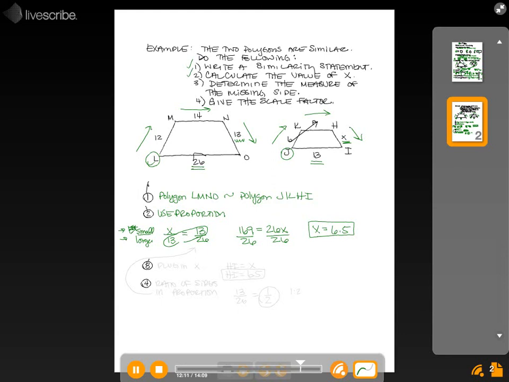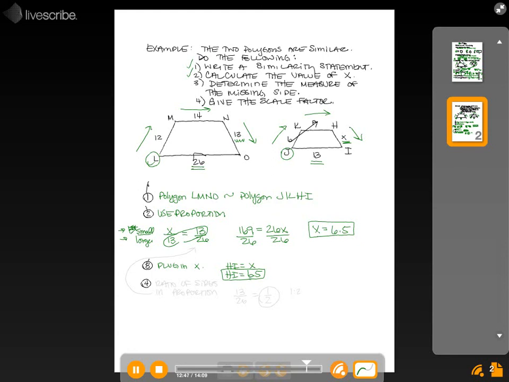Number 3 says determine the value of the missing side. Determine the measure of the missing side. So what we would do is plug in x to figure that out. Well, HI here equals x, so HI ends up being 6.5. That one's pretty simple because all we have to do is plug in x. X is what we found. So whatever value we found for our variable, you need to make sure you plug it back into the problem to figure out the missing side. If you have two missing sides, you need to do it twice. Okay? But always plug it back into the missing side.